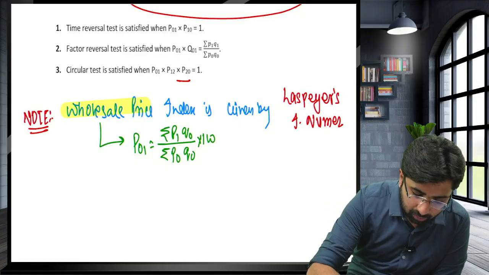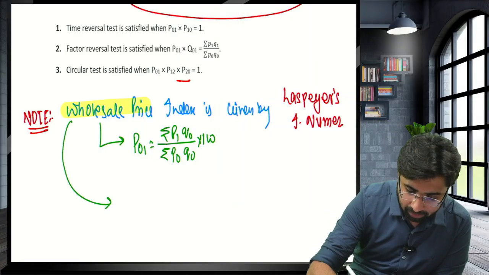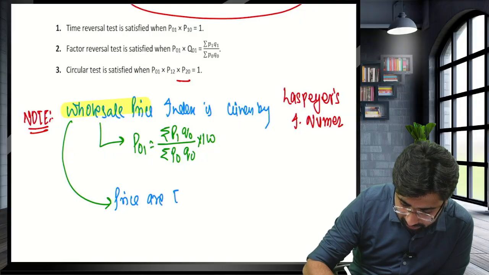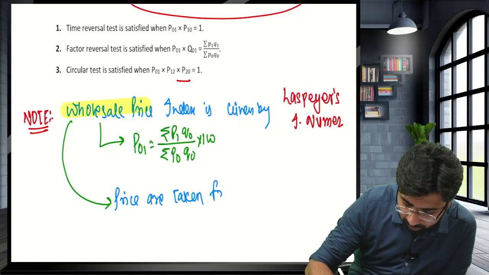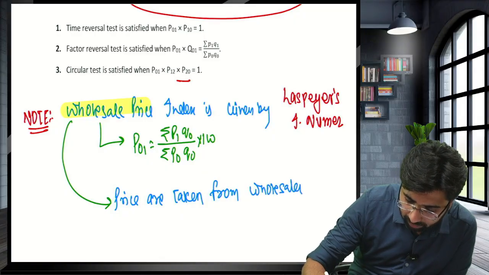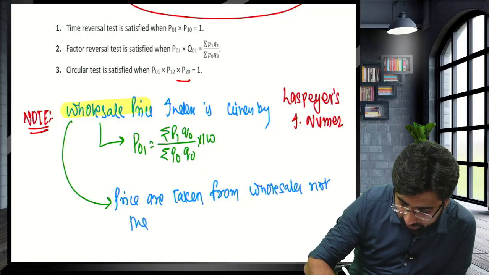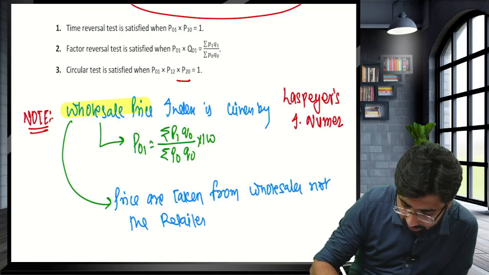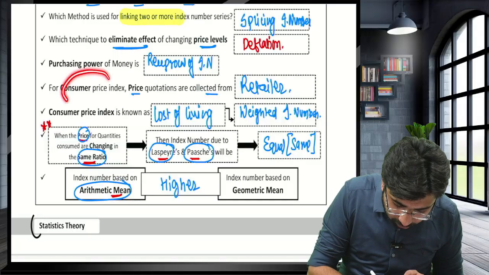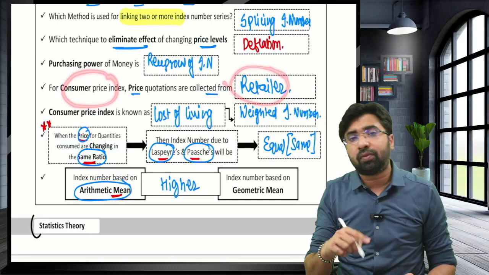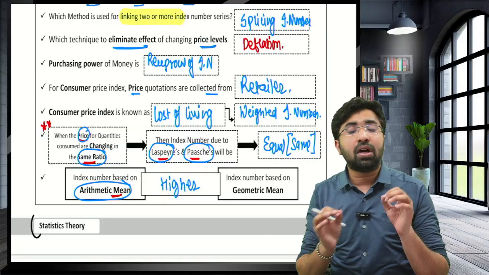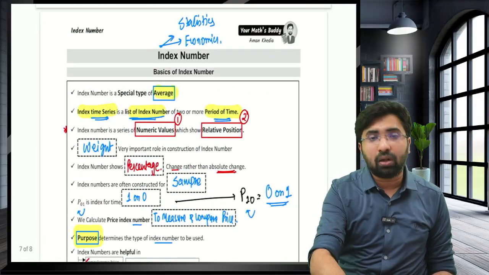While calculating, prices are taken from the wholesaler, not the retailer. While calculating the consumer price index, the prices are collected from the retailer. And while calculating the wholesale index number, prices are collected from the wholesaler. And here we are done with all the important theories.